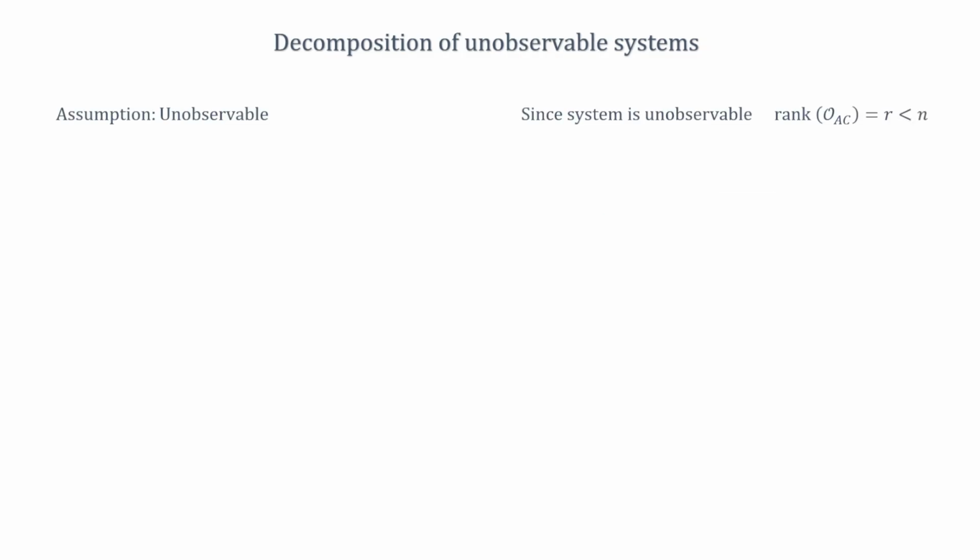So the assumption here is that the system is unobservable and the rank of the observability matrix O(A,C) is equal to r, which is less than n. In that case, the dimension of the kernel of O(A,C) must come out to be n minus r. Now, if the dimension of the kernel of O(A,C) is n minus r, then what can we tell about the number of basis vectors of the kernel? There are n minus r basis vectors.